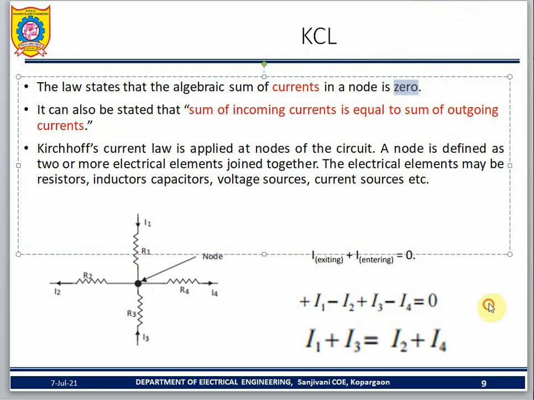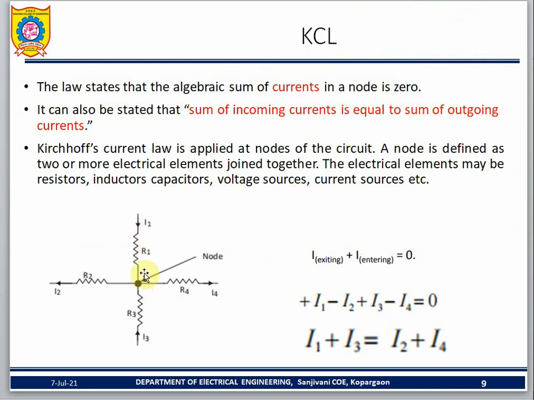Or another statement: incoming current. Currents 1 and 3 are incoming, so incoming current is equal to outgoing current. 2 and 4 are outgoing. So the sum of the incoming current is equal to the sum of the outgoing current. So this is the Kirchhoff current law.